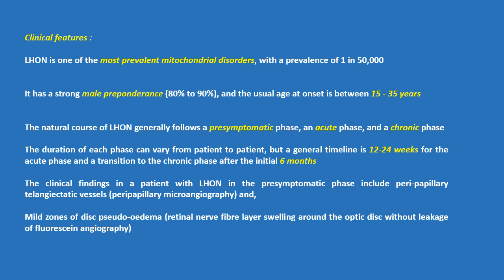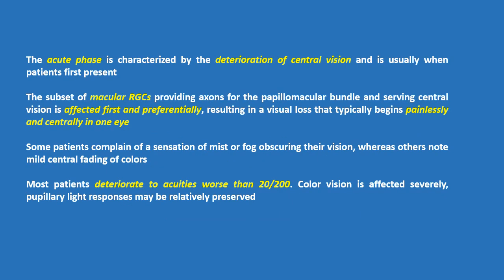The clinical findings in a patient with LHON in the pre-symptomatic phase include peripapillary telangiectatic vessels or peripapillary microangiopathy and mild zones of disc pseudoedema, in which there is retinal nerve fiber layer swelling around the optic disc without leakage of fluorescein angiography. The acute phase is characterized by deterioration of central vision and is usually when patients first present.